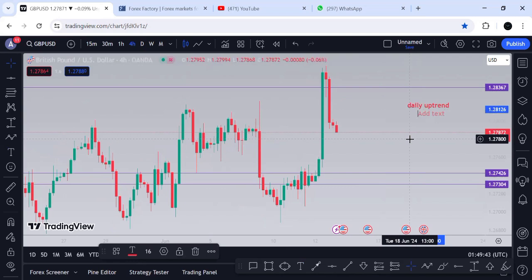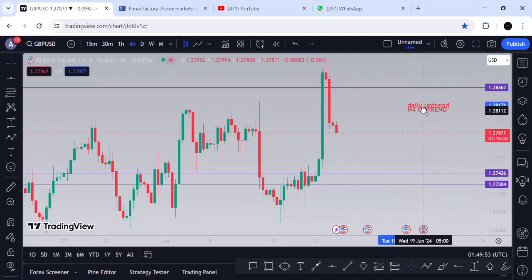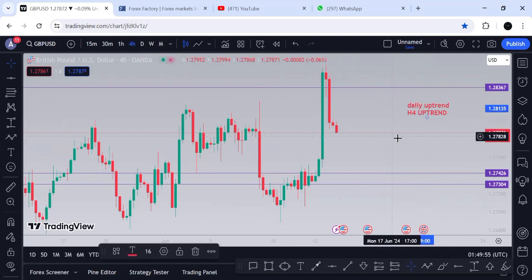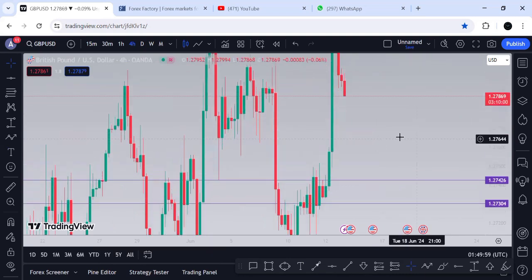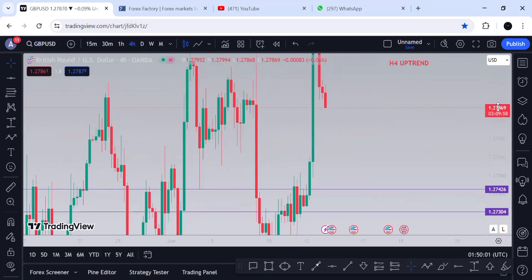H4 time frame is what? An uptrend. So daily is an uptrend, H4 time frame is an uptrend. When you see something like this, you don't look for a sell. You have to go in for a buy. So let's identify our various support and resistances.